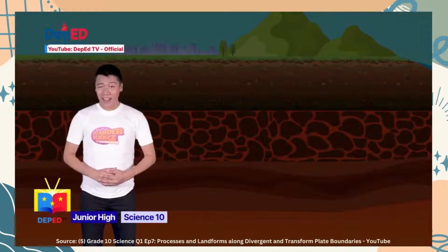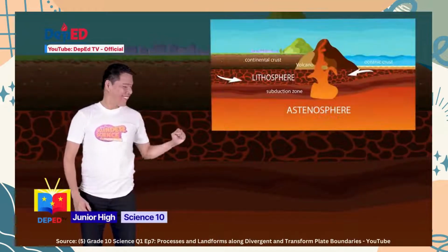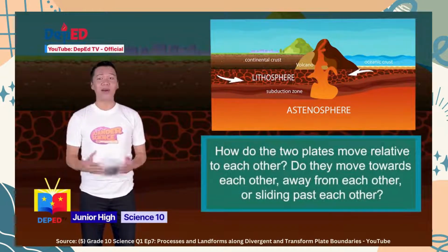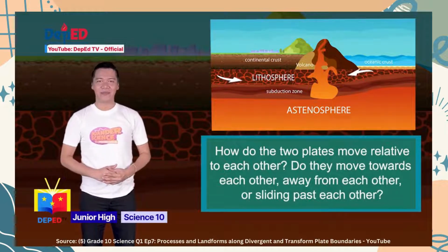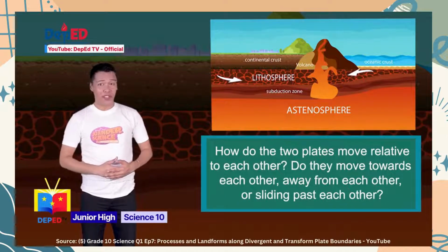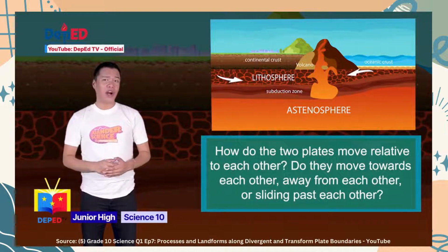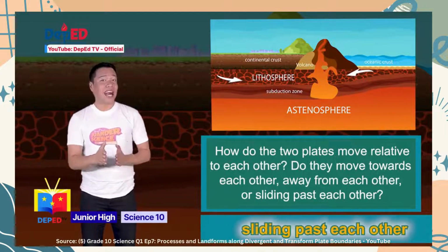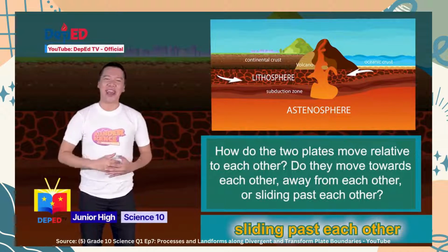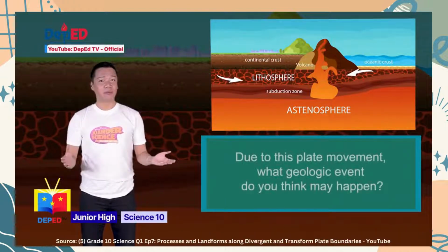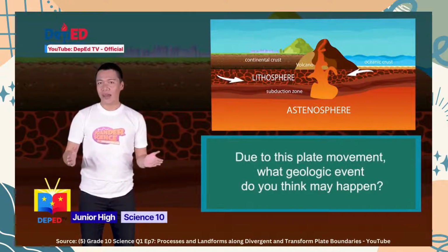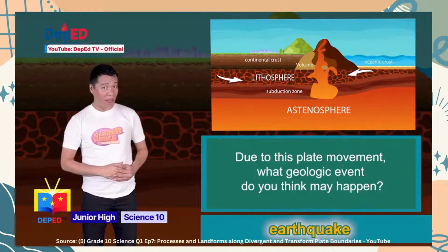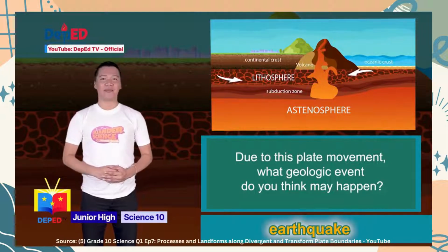Now, let's go back to this diagram. As indicated by the arrows, how do the two plates move relative to each other? Do they move towards each other, away from each other, or sliding past each other? If you're thinking about sliding past each other, then you are correct. Due to this plate movement, what geologic event do you think may happen? If your answer is earthquake, you are absolutely right.